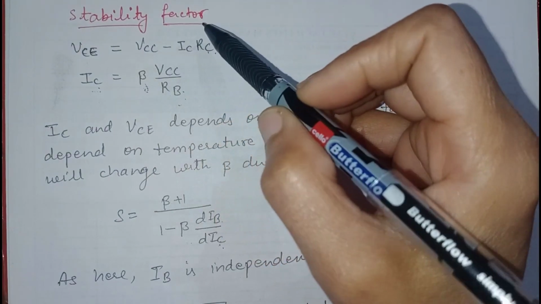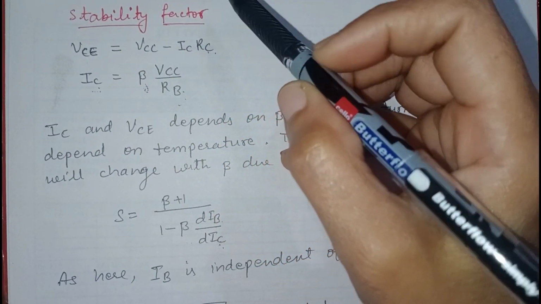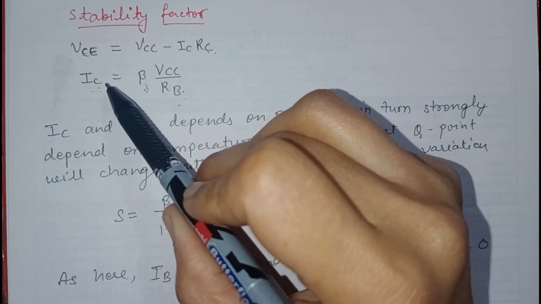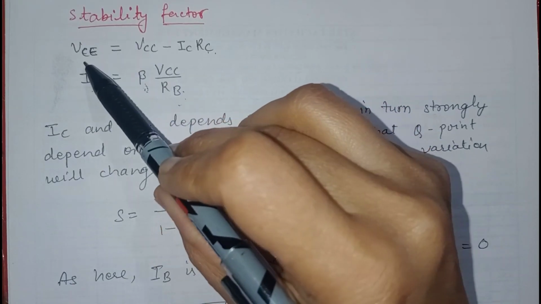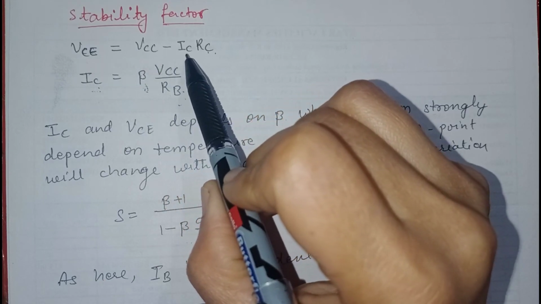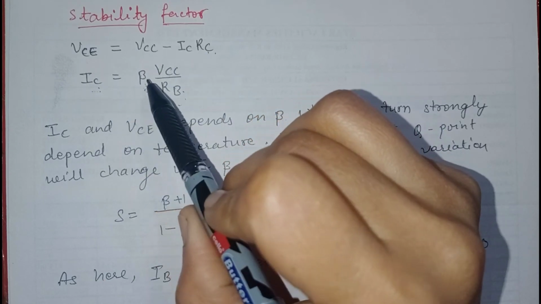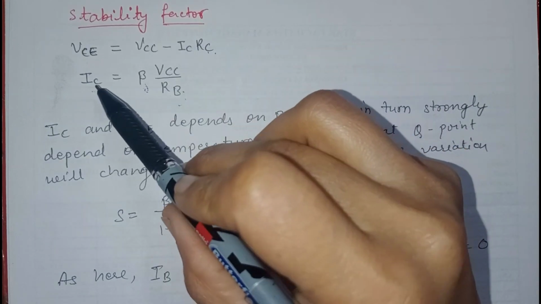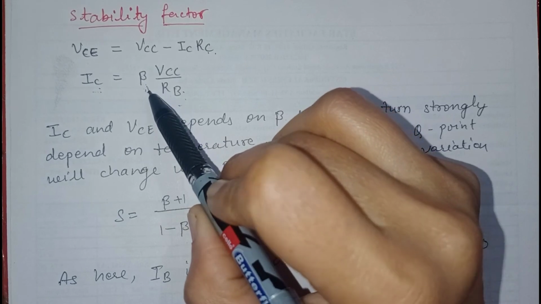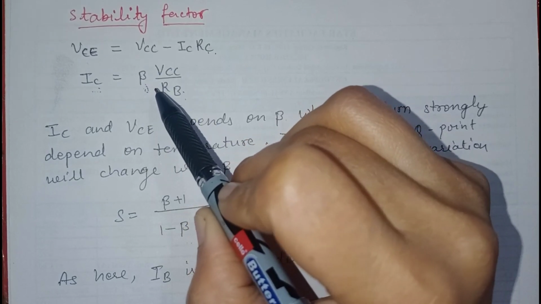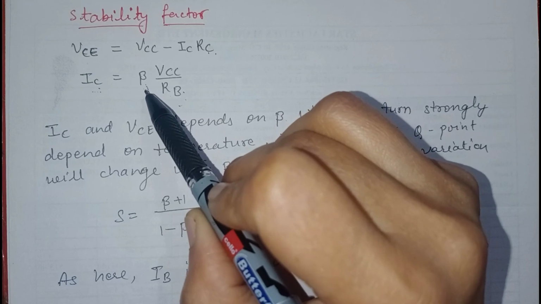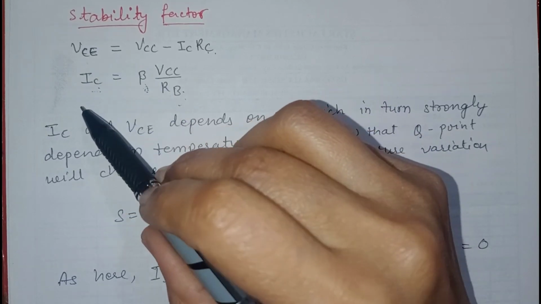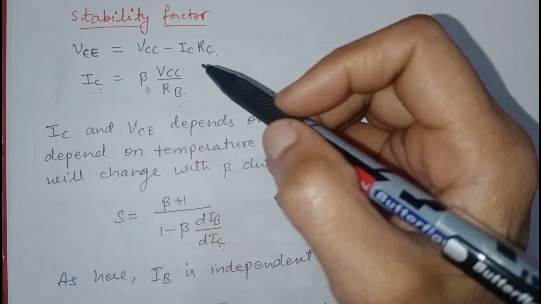Now we will discuss the stability factor of this transistor biasing method. These are the equations which give the coordinates of the operating point of this biasing method. VCE is given by VCC minus IC into RC, and IC is given by beta into VCC upon RB. We can see here IC depends upon beta, and beta depends upon the temperature. So as the temperature increases, beta also changes. This changes the value of IC. So this method does not make the operating point stable.